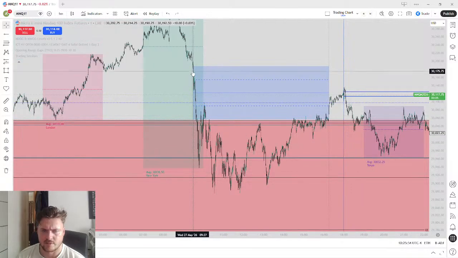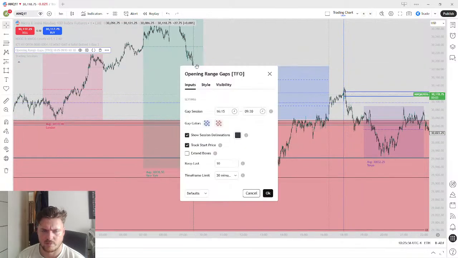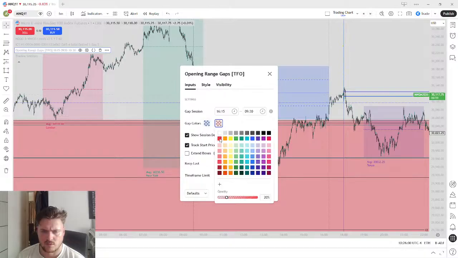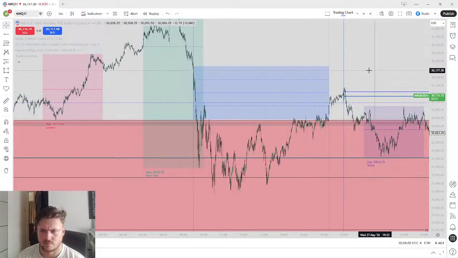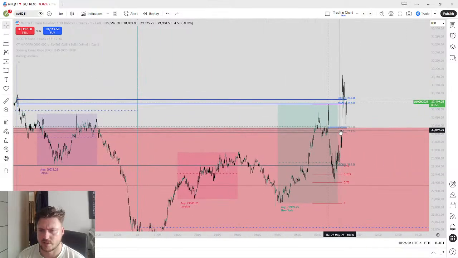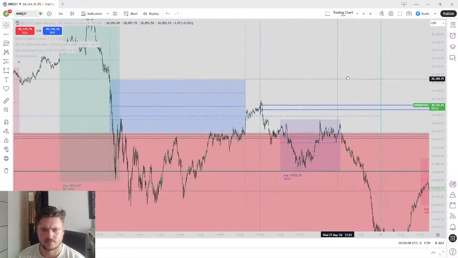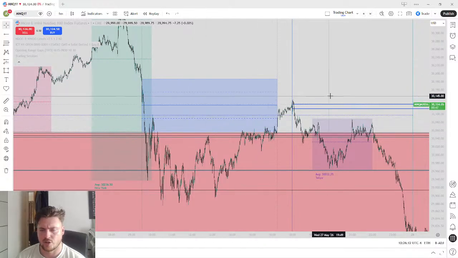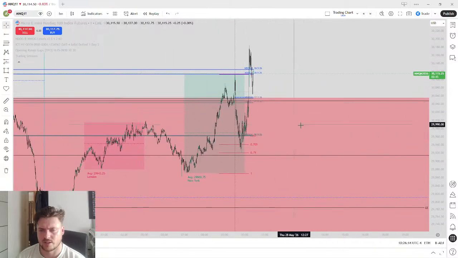The blue zone's the same thing. Let me change it. Let's just make the gap colours all the same. So let's make this one blue as well. So they're always blue. There you go. Okay, same thing. Likely price trades through that when the market opens. That's what tends to happen, or at least to a higher degree of it.